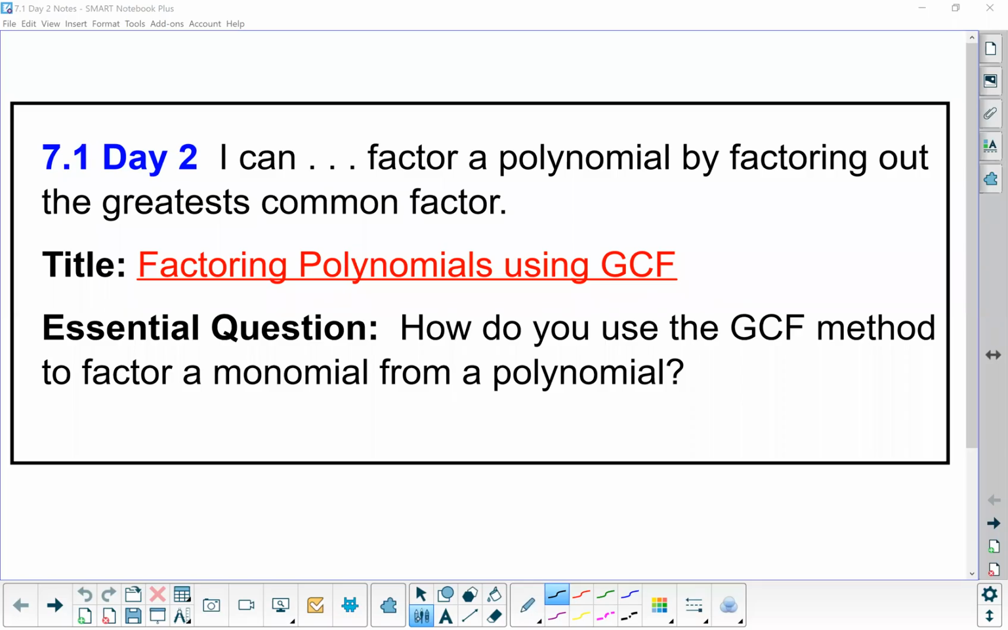In your packets, lesson 7.1, day 2. And I do not believe there is a separate title page in your packet, right? So we're on page 9, very top of page 9. Yes, good. All right.